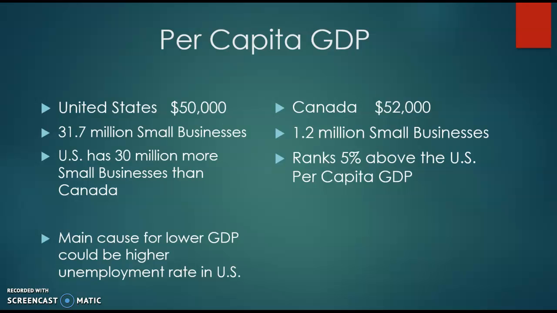Now, the United States, one of their main causes for the lower GDP could be due to the higher unemployment rate that we have in the US. And some of that unemployment rate does relate back to the number of small businesses that we have in our country. By having more small businesses, and if they fail, then that leads to a higher unemployment rate, not only for the owner of the small business, but the employees that it was employing.